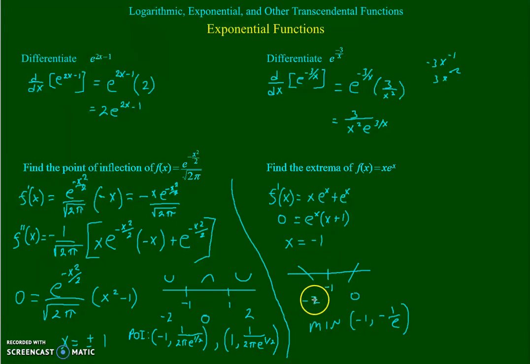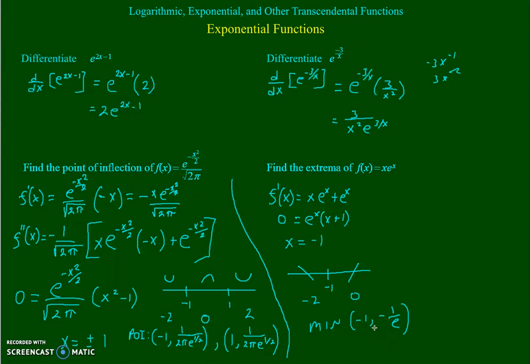And our test values are negative 2 and 0. And we see that when we plug negative 2 into f prime, we get a negative, so the slope is decreasing here, and increasing when we put in a 0 for our test values. So yes, this is in fact an extreme value. It is a minimum, and when we plug that into the original function, we get negative 1 over e. So this is our minimum value at negative 1 over e.